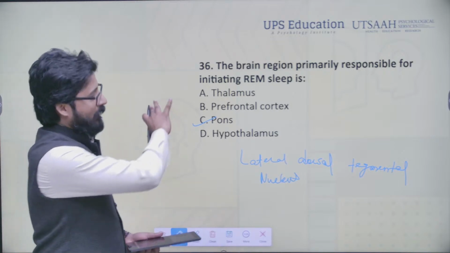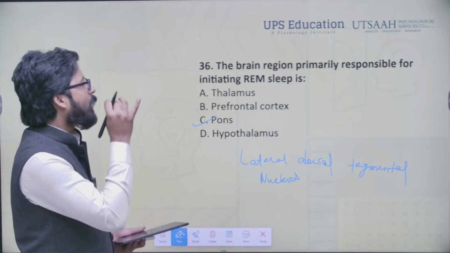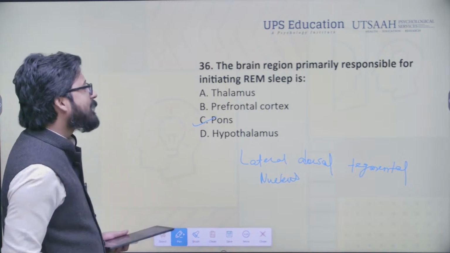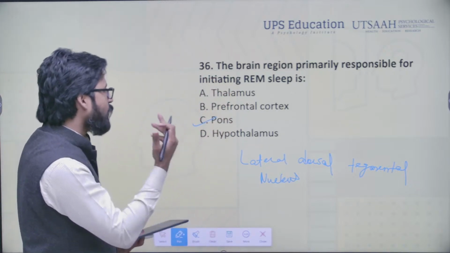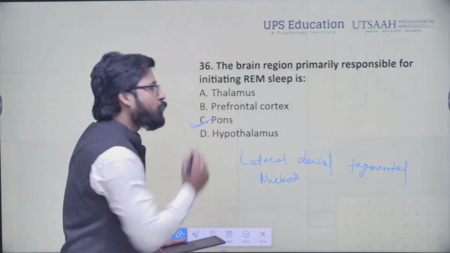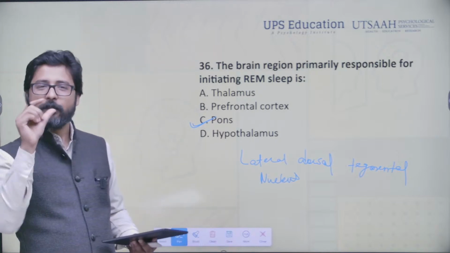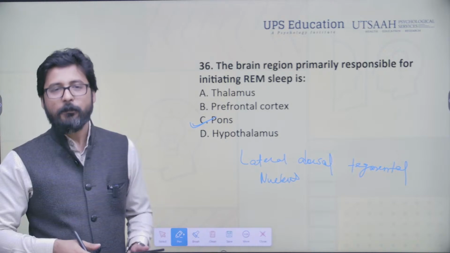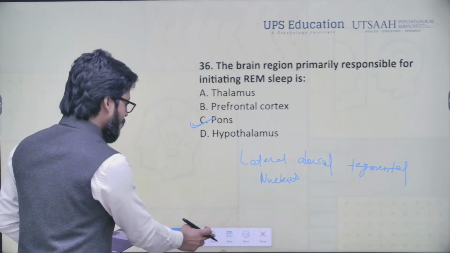So whenever a statement like this comes up, asking which brain region is primarily responsible for initiating REM sleep, and we have these options, thalamus, prefrontal cortex, pons and hypothalamus, we can choose pons, because the lateral dorsal tegmental nucleus is the part of the pons that is specifically responsible for REM sleep and muscle atonia. So C will be the right answer.